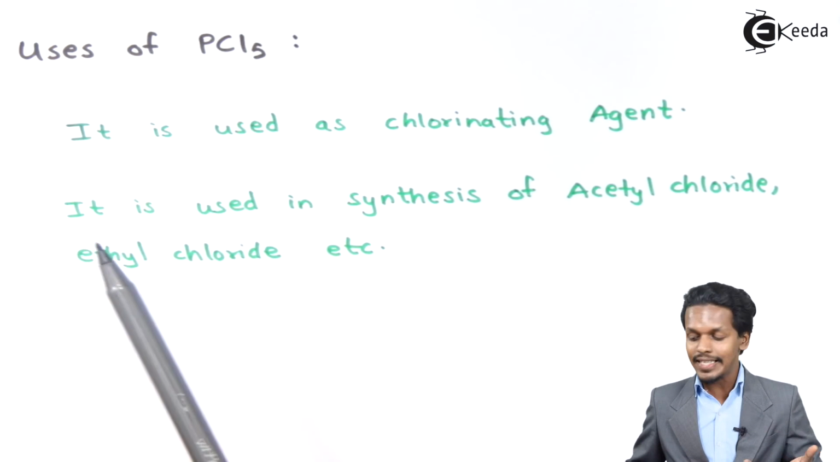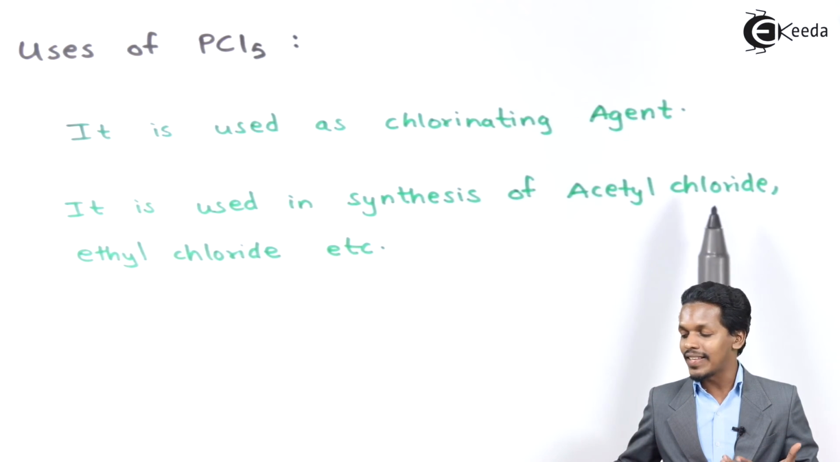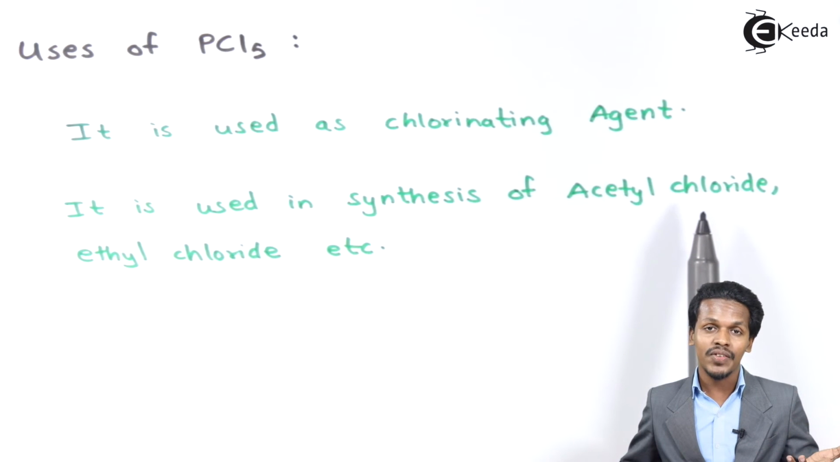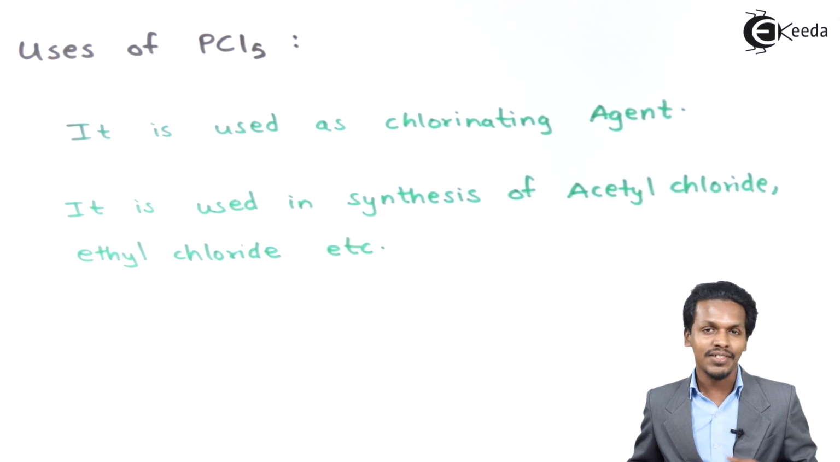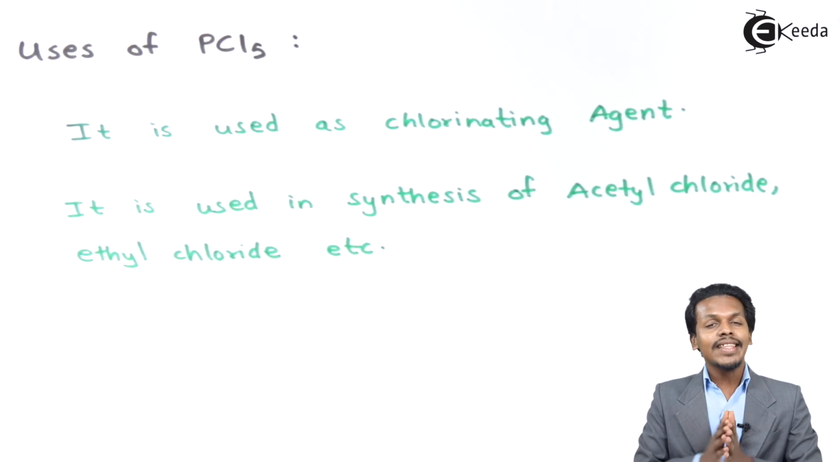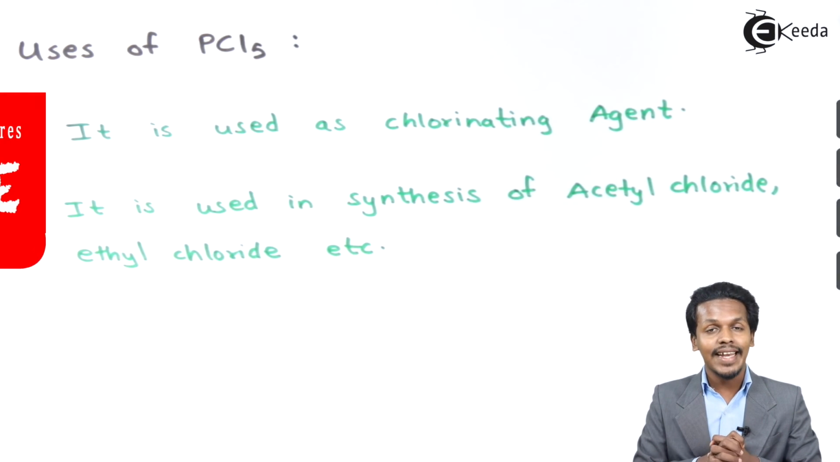Talking about the next one, it is used in the synthesis of acetyl chloride. The reaction is what we have observed in the previous lecture, and it is also used in the preparation of ethyl chloride and so on. So these were the uses as well as the structure of phosphorus halides, and that's it.